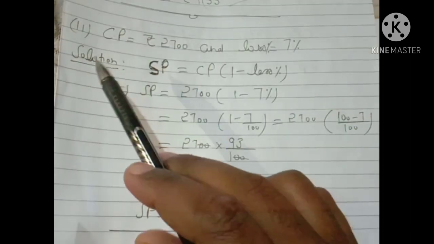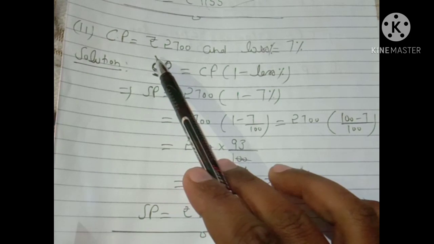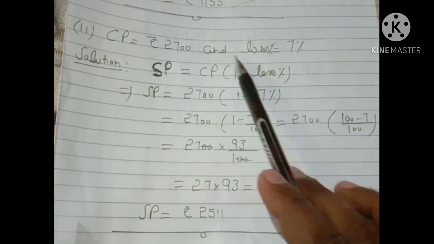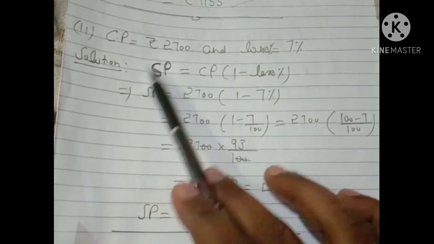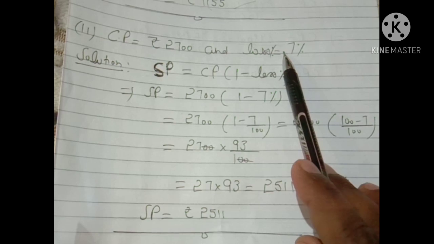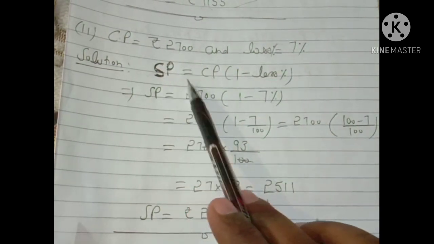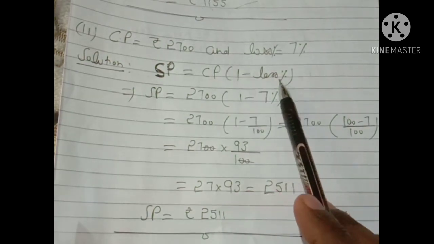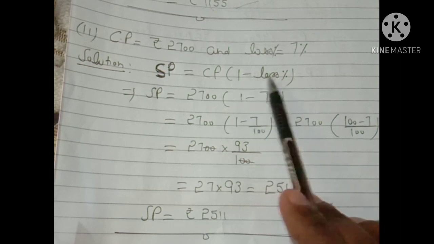Okay, now see the second sum of this first part, and in this sum you can see the cost price is given, that is rupees 2700, and the loss percentage is given, that is 7%. So in this case we have to find out the selling price again. So in this case you can see the loss percentage is given. At this time we have to apply the second formula, and now you can see it will become SP is equal to CP into 1 minus loss percentage. So when the loss percentage is given, that time we have to apply the formula of loss percentage.